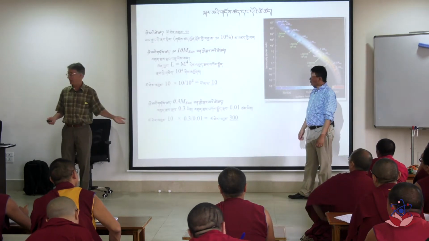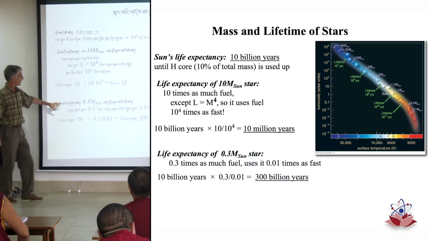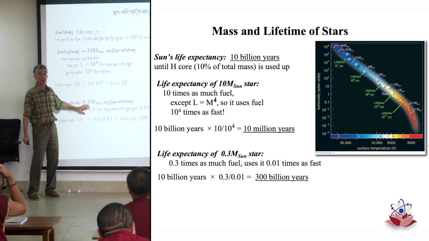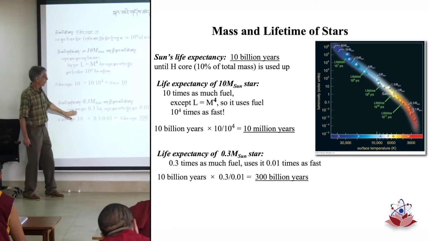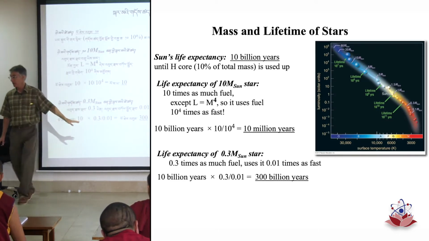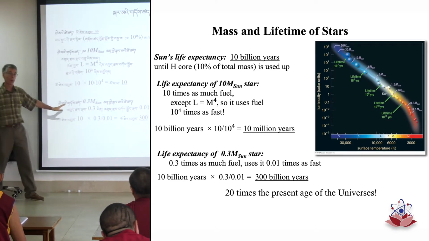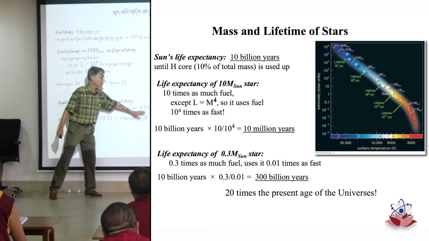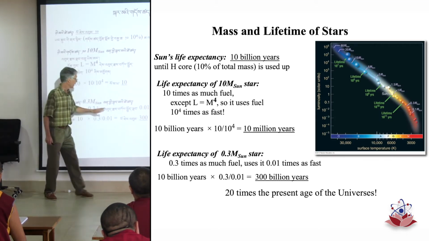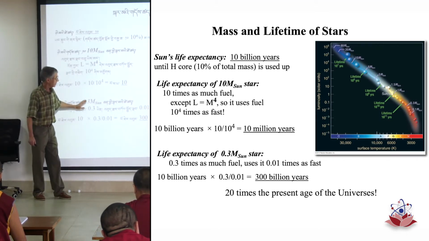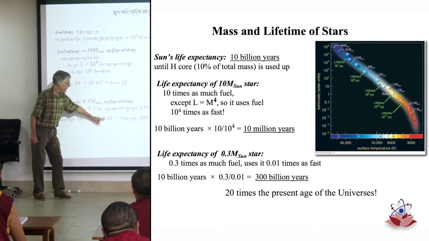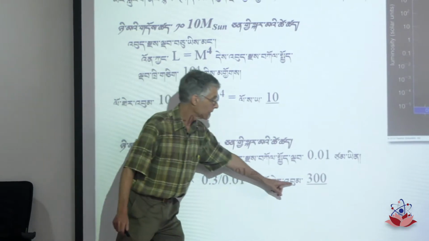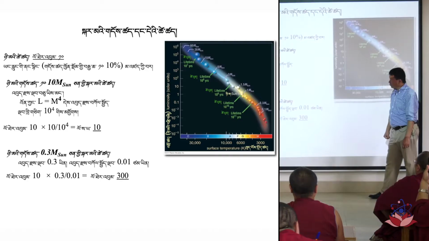On the other side, a star only 30% the size of the sun will use up its fuel only 1/100th as fast as the sun. So it will last 30 times as long, 0.3 divided by 0.01, and it will last 300 billion years.